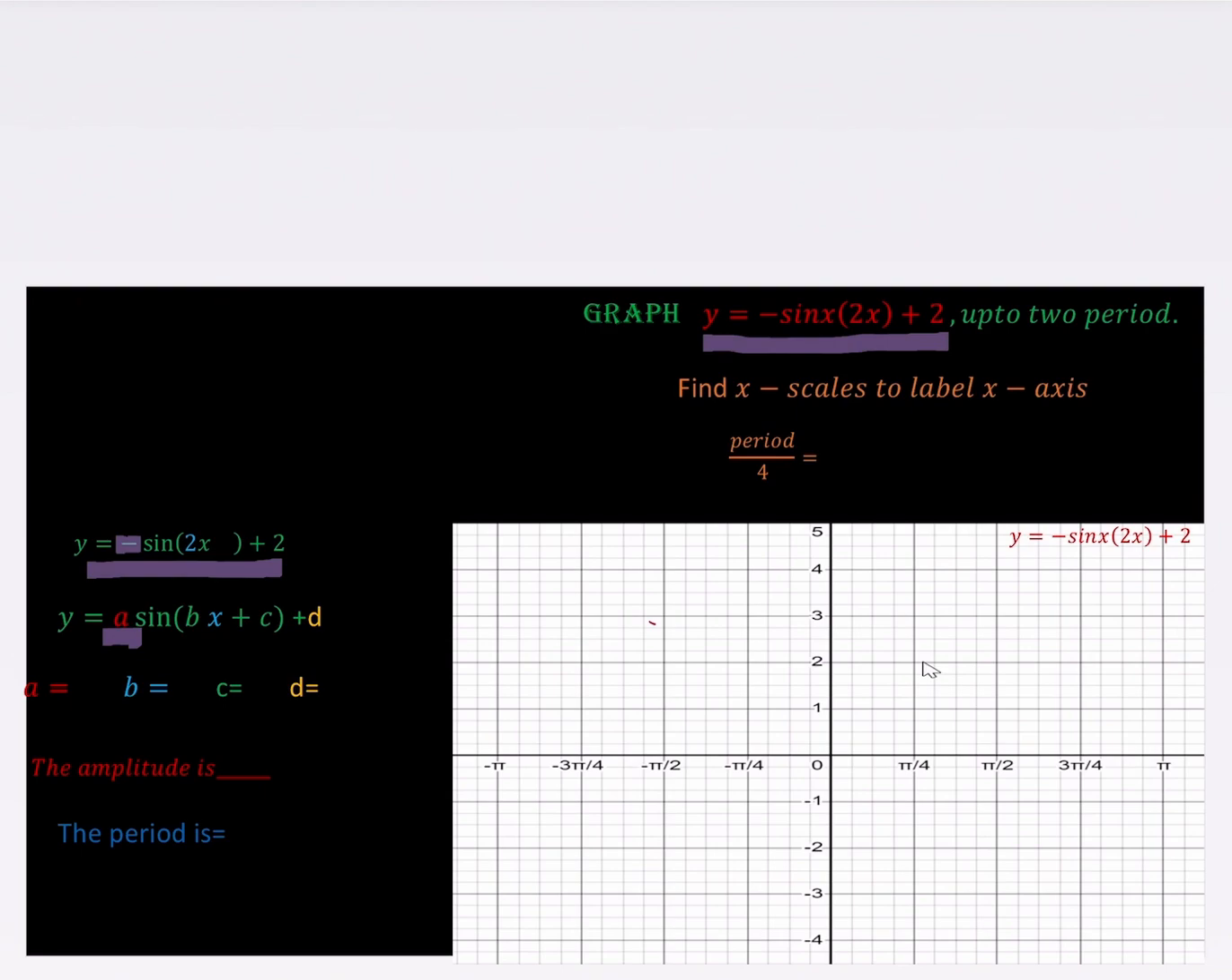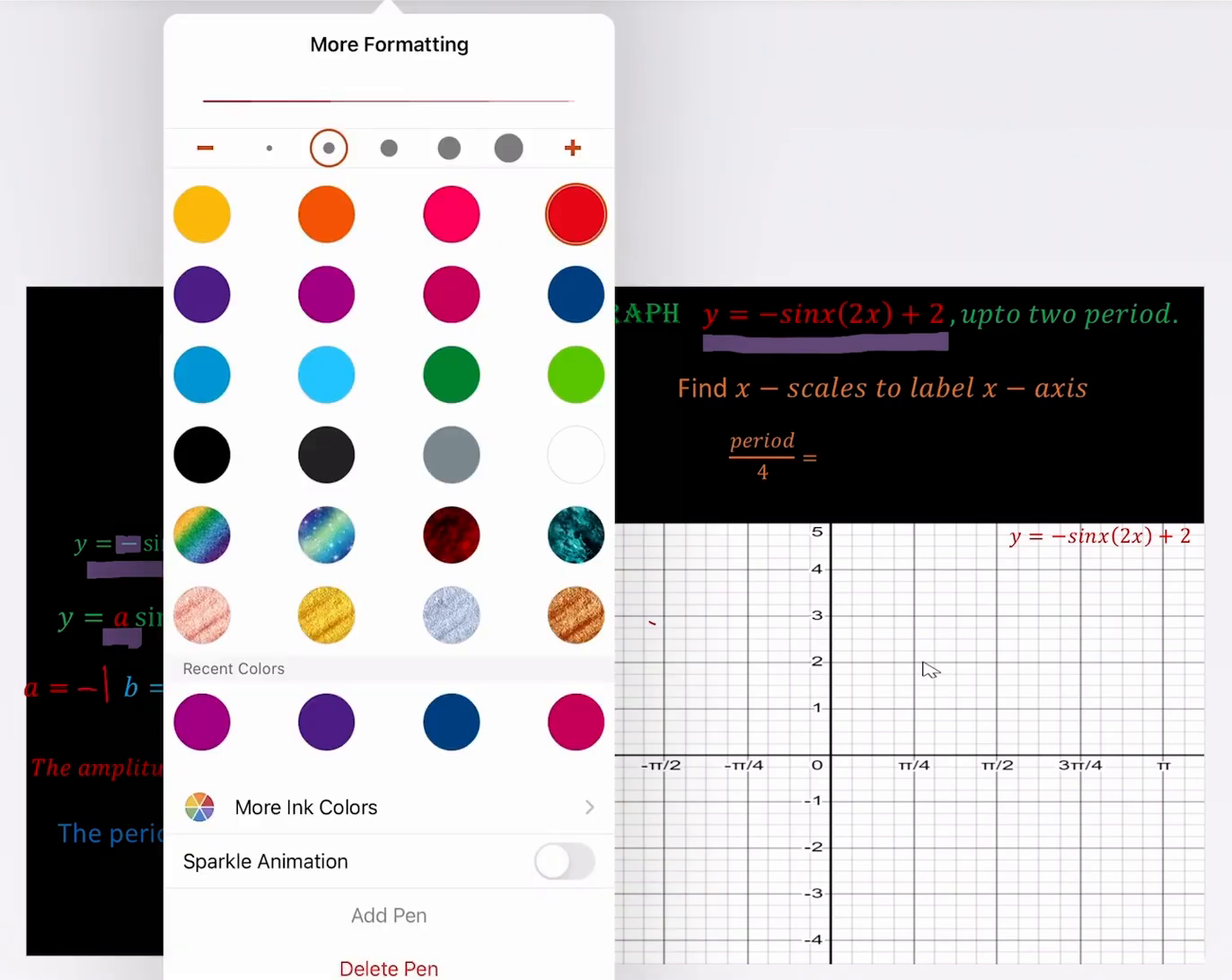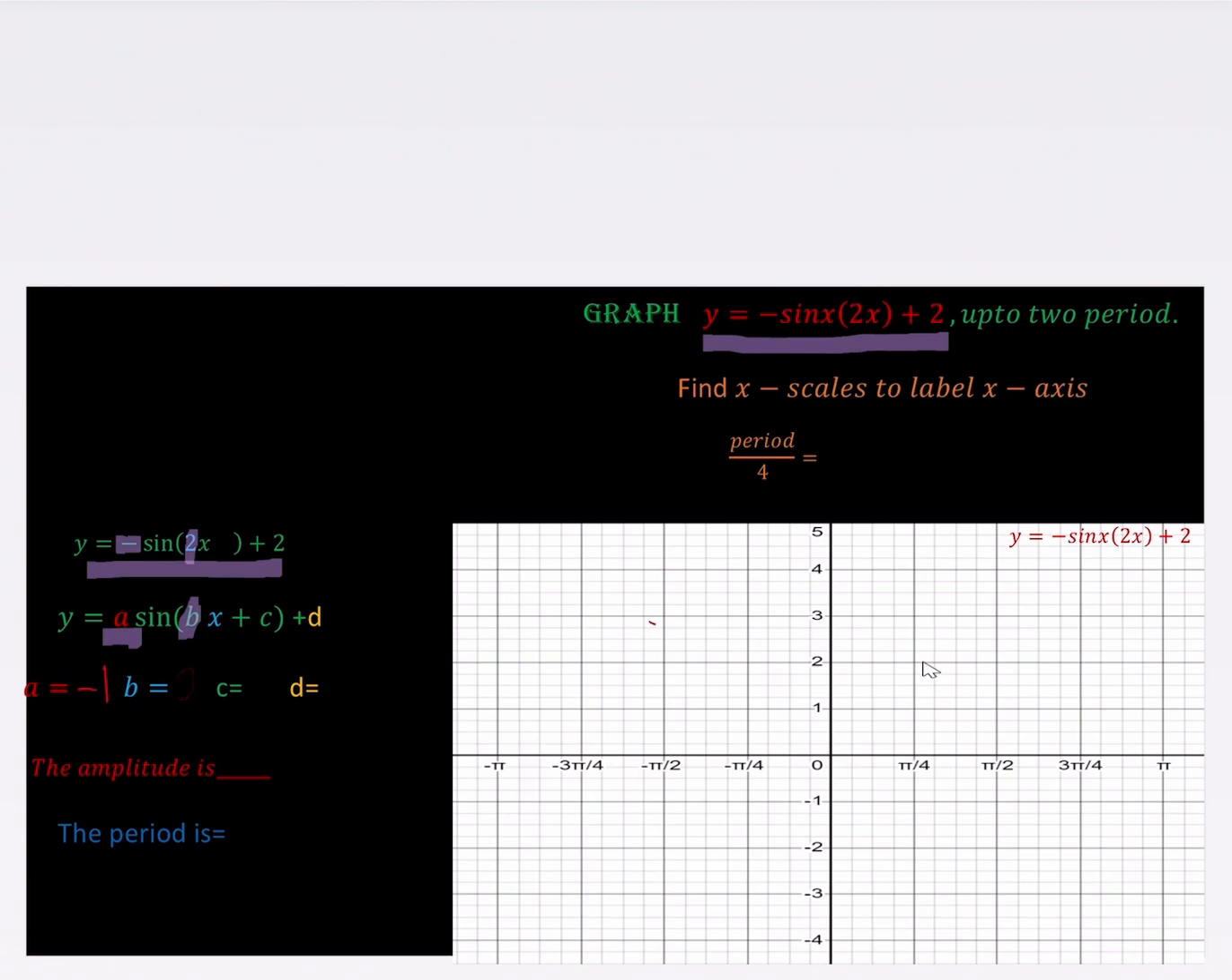So a, you could see, is negative 1. And b is, what is our b, guys? B is right here, and b happens to be the coefficient of x. So our b is clearly 2. Okay, b is 2, write them down. B is going to be simply 2.